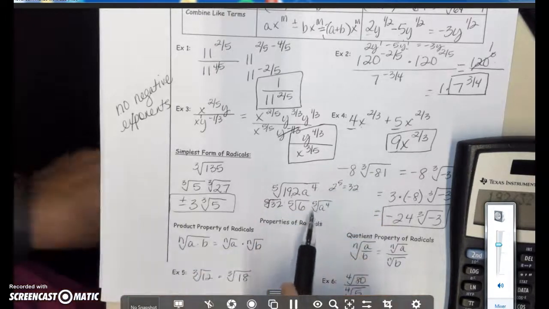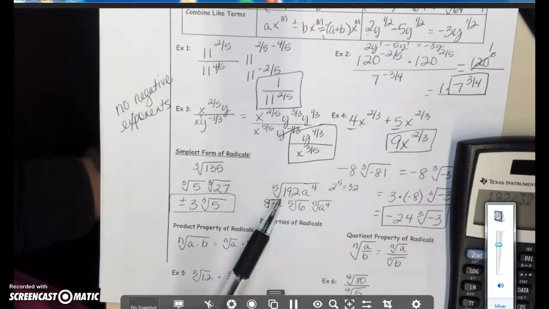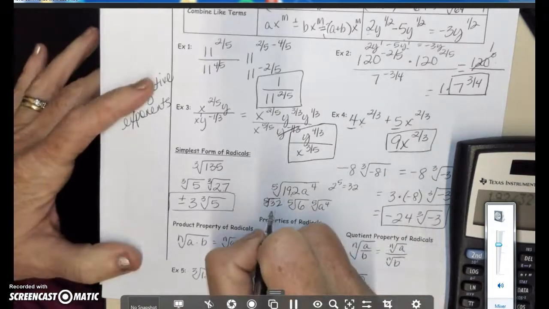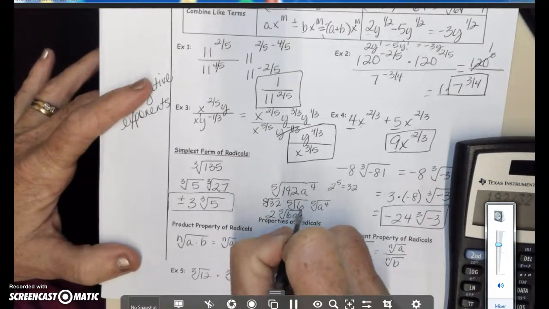So the deal is that you're looking at these like whole numbers, and what you're saying is, can I put 5 into 4? You're looking at them like you're reducing a fraction. I cannot put 5 into 4. So that a to the 4th, I don't have 5 a's to take out. I only have 4. So that's going to stay in. The 6 is going to stay in. This is going to simplify to a 2. So I'm going to have 2, and then the 5th root of 6a to the 4th.